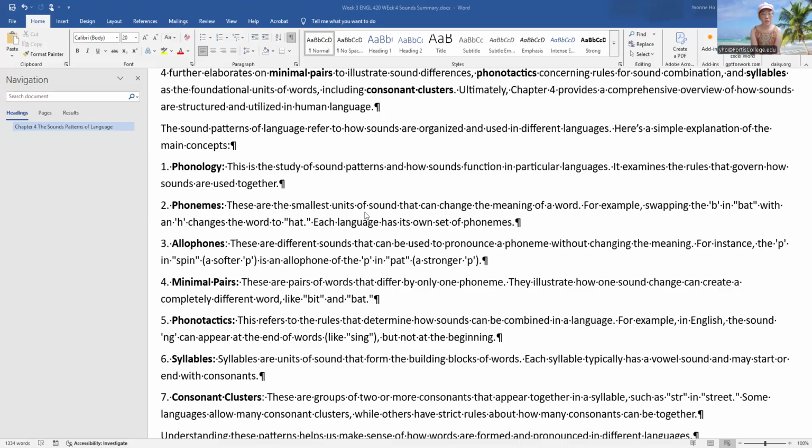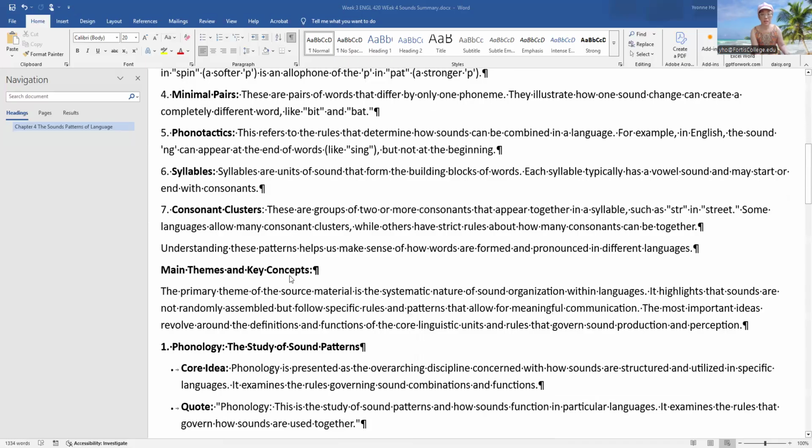Syllables. Syllables are units of sound that form the building blocks of words. Each syllable typically has a vowel sound and may start or end with consonants. Consonant clusters. These are groups of two or more consonants that appear together in a syllable, such as STR in street. Some languages allow many consonant clusters. Others have strict rules about how many consonants can be together. Understanding these patterns helps us make sense of how words are formed and pronounced in different languages.